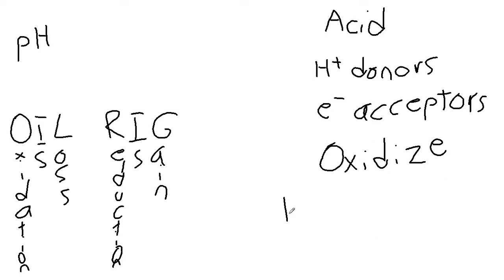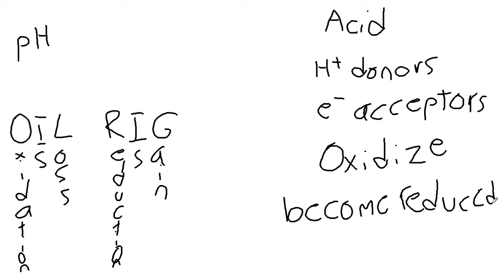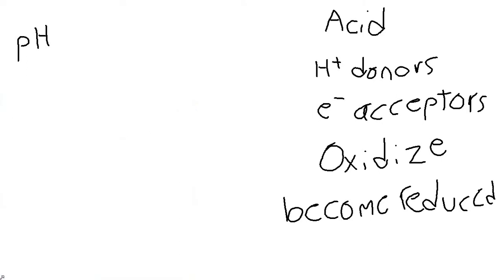And the acids themselves, as they oxidize things, will become reduced because they're going to lose protons and they're going to gain electrons. So they're going to be reduced. Okay, so that's a quick reminder of exactly what we're talking about when we talk about how acidic something is, or how much acidity it has. We're talking about how many protons it has to donate. We're talking about its tendency to accept electrons. We're talking about it being an oxidizing agent, and we're talking about a substance that will become reduced in chemical reactions.